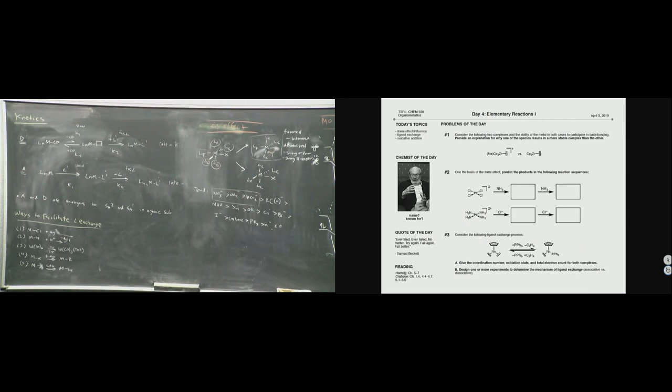Okay, problem of the day number 3 asks us to consider this diethylene rhodium Cp complex, as well as its ligand exchange product. Follow our standard workflow: coordination number, oxidation state, total electron count, and then design an experiment to disambiguate between the two possibilities, associative or dissociative.